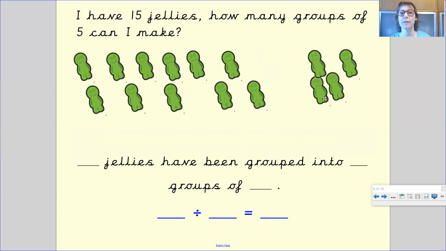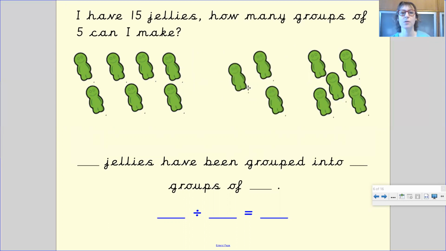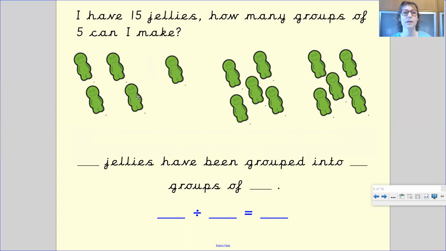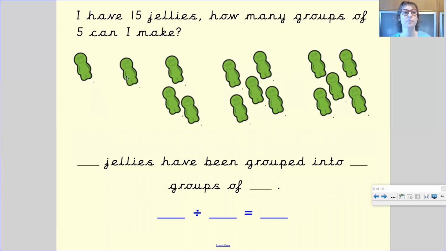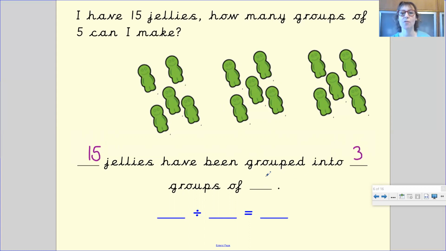1, 2, 3, 4, 5. So that's a group of 5. 1, 2, 3, 4, 5. That's a group of 5. 1, 2, 3, 4. Oops, got the wrong jelly baby. 4, 5. So I have got 5 in each group, and I have got 1, 2, 3 groups. So I had 15 jelly babies to start with, and I've put them into 3 groups of 5.